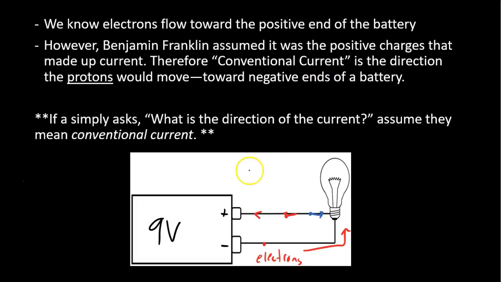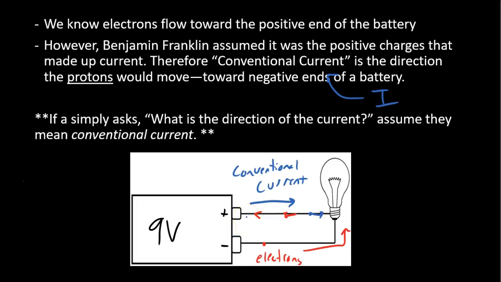Conventional current, letter I, is actually the direction protons would move, which is very weird and is in fact incorrect. So by definition, conventional current would be flowing this way. Electron current is flowing the opposite way. In real life, what's physically happening is what I have drawn in red. Electrons would be flowing toward the positive side.